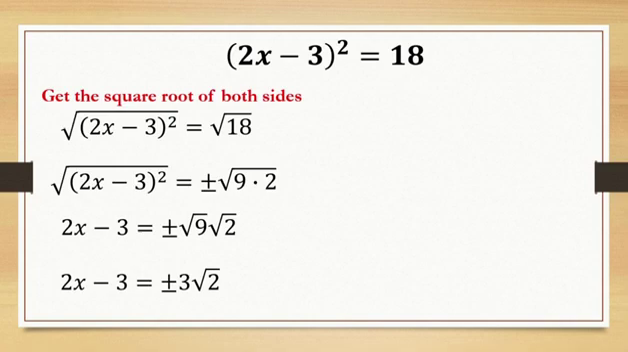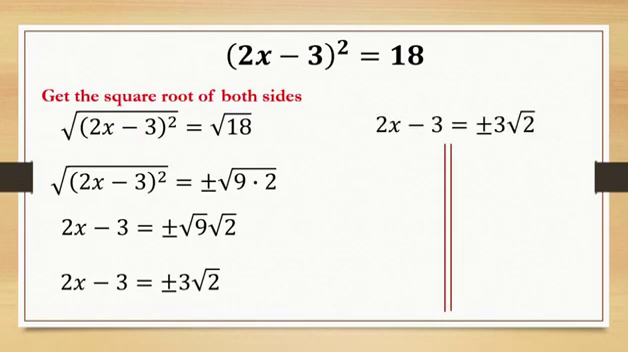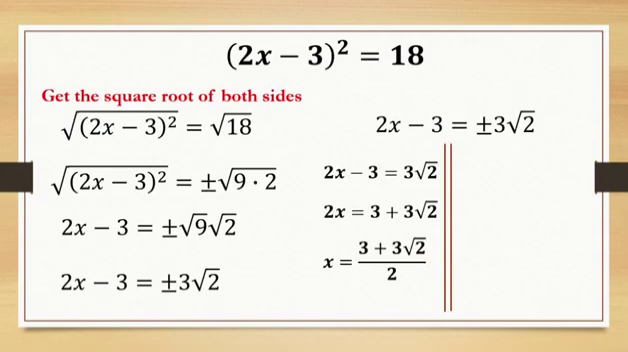Ulitin ko, since positive at negative ito, ibig sabihin dalawang equations natin dito. So we will have 2x minus 3 is equal to 3 square root of 2. Yung una natin ay positive. So 2x is equal to 3. Ilipat natin si negative 3, plus copy nyo lang si 3 square root of 2. And then, we will have now x is equal to 3 plus 3 square root of 2 over 2. So, bakit naging x? Kasi, dinivide lang natin sila both sides by 2.